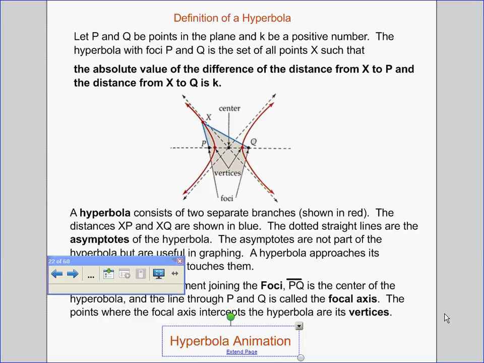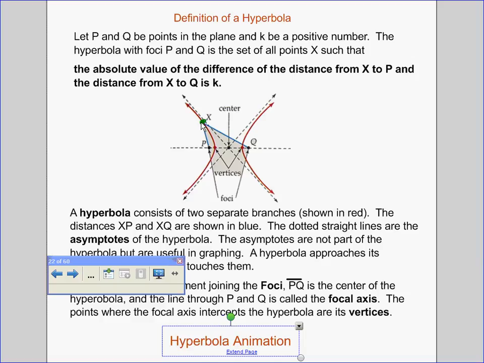So what that means is, if you look in this diagram I have, if you choose x, so x being any point on the hyperbola, so it could be on the left side or the right side, and the graph of the hyperbola is actually the piece in red. So you choose any point on there, and you choose points P and Q. P and Q are going to be your foci.